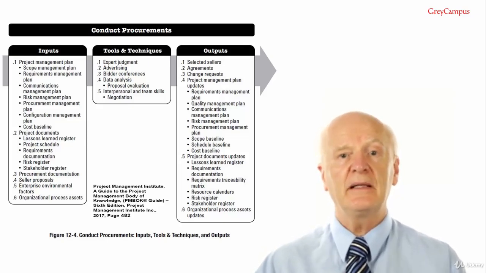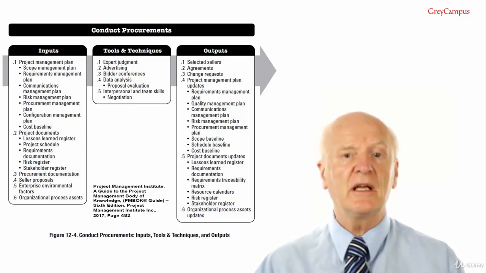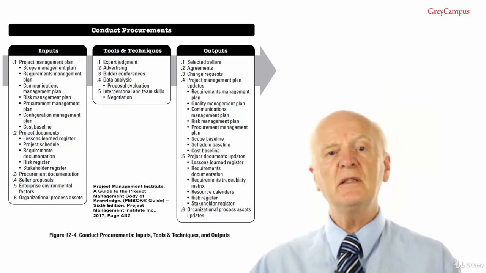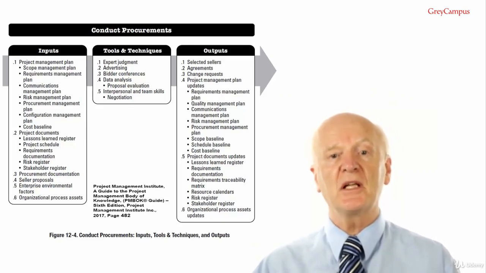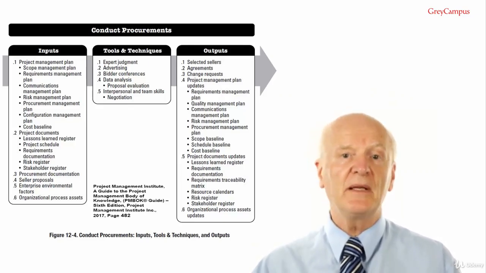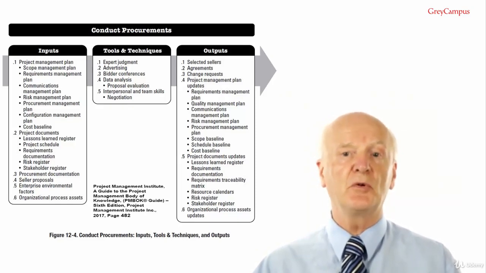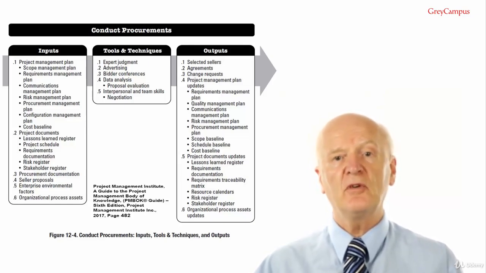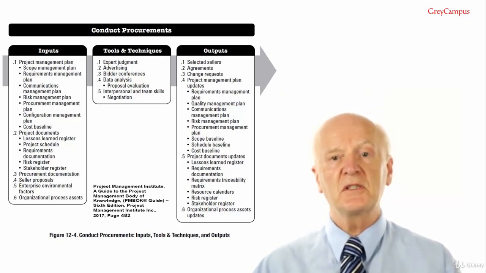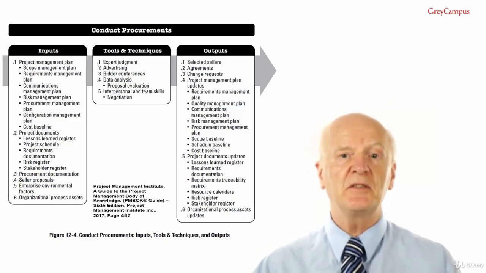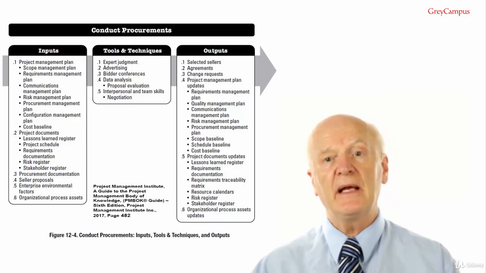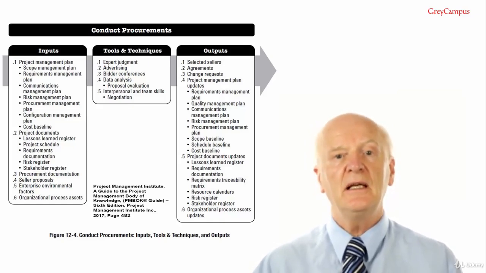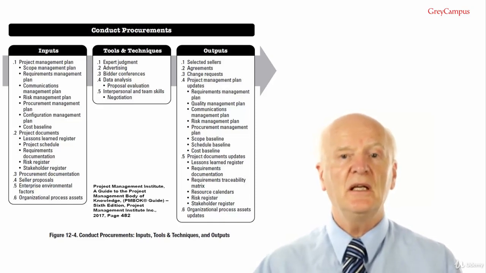Communications Management Plan. This describes how communications between buyers and sellers will be conducted. Generally, the communications between buyer and seller will be formal because of the legal nature of both procurement and contracts. Risk Management Plan for information on how risks in procurement are to be managed. Procurement Management Plan contains activities to be undertaken during the Conduct Procurements process.